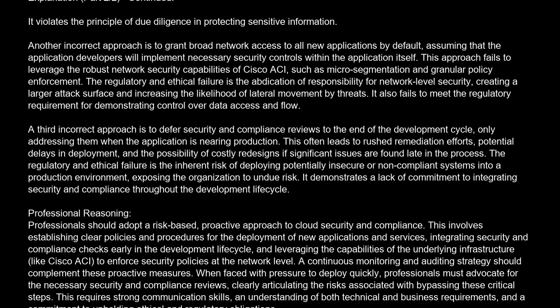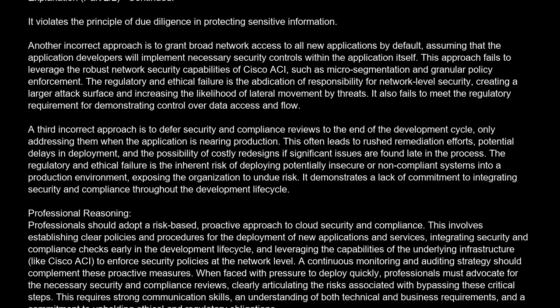A third incorrect approach is to defer security and compliance reviews to the end of the development cycle, only addressing them when the application is nearing production. This often leads to rushed remediation efforts, potential delays in deployment, and the possibility of costly redesigns if significant issues are found late in the process. The regulatory and ethical failure is the inherent risk of deploying potentially insecure or non-compliant systems into a production environment, exposing the organization to undue risk. It demonstrates a lack of commitment to integrating security and compliance throughout the development lifecycle.